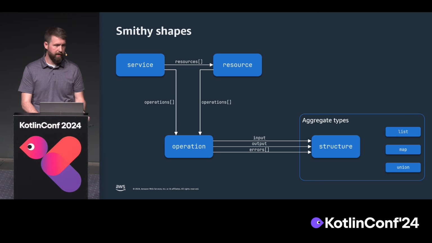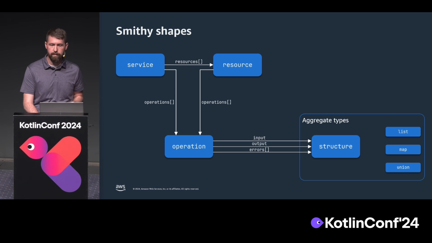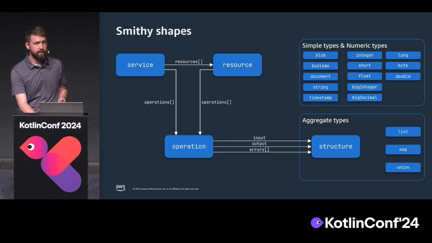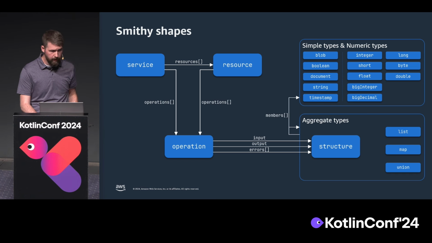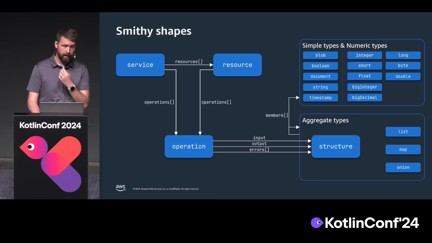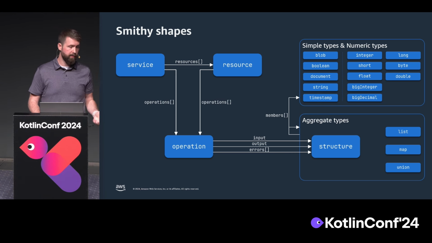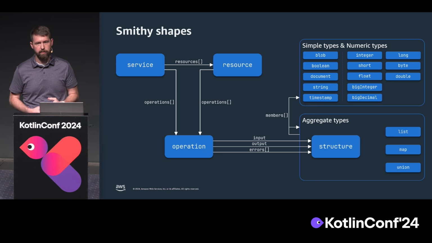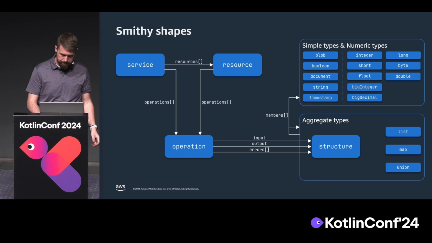You'll find a few other common aggregate types to represent collection shapes like lists and maps, or discriminated unions. And finally, we have the set of simple shapes. These are things that you're going to be familiar with, like integers, booleans, strings, etc. And all of these simple shapes can be a member of one of the aggregate types. So you could have, of course, a list of strings or a structure with different members of different types. And finally, an aggregate type can contain other aggregate types. So you can have a list of structures or a structure with nested structures and so on and so forth.